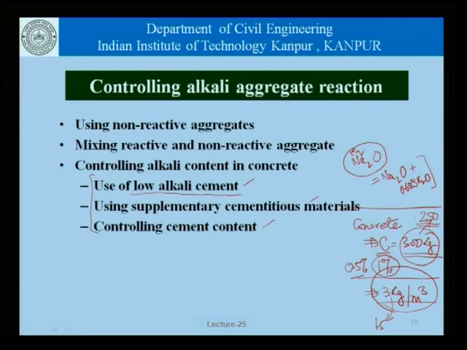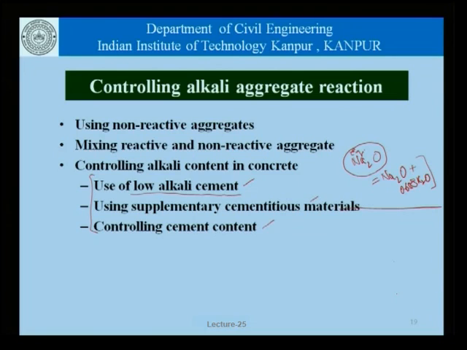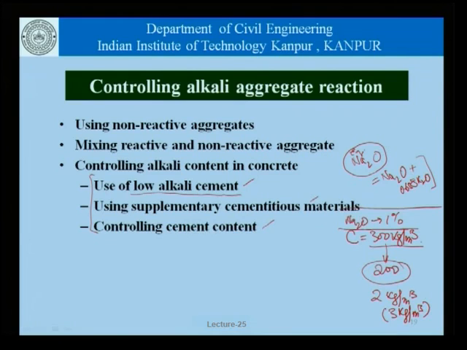By that token, even if my equivalent Na2O remains at 1%, now let us look at the option of using supplementary cementitious materials. Going back to the previous example, when we said that my Na2O is 1%, my unit cement content was 300 kgs in a cubic meter of concrete. If I am using supplementary cementitious materials which allow me to reduce this cement content to say 200 kgs, then even if my equivalent sodium oxide content remains at 1%, my total alkali content in the concrete would only be 2 kgs per cubic meter instead of the 3 kg per cubic meter that I had if I was using 300 kgs per cubic meter of cement.